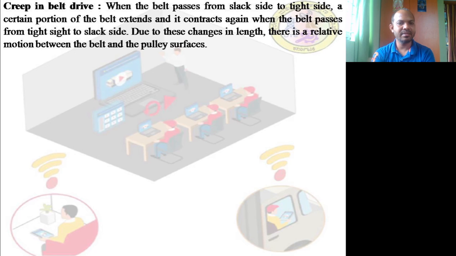Creep in the belt is defined as when the belt passes from the slack side. Assume the slack side is at the top and the tight side is at the bottom. When the belt passes from the slack side to the tight side, a certain portion of the belt extends. See, for example, when you are pulling it, it is something like tensile strength. Tensile strength means it is an extension, correct?